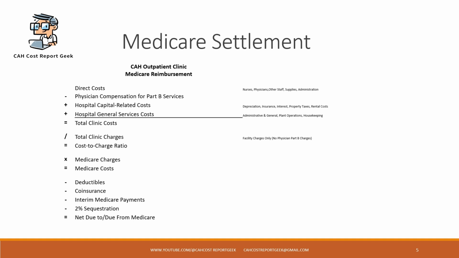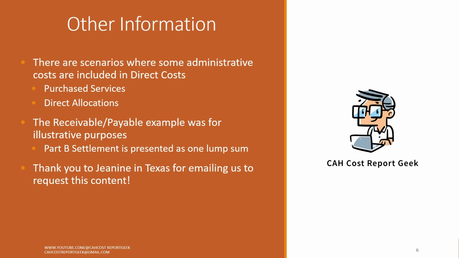An amount due from the Medicare program means that the outpatient clinic Medicare costs exceeded the payments received during the cost report year, while an amount due to the Medicare program means that the payments received during the cost report year exceeded the Medicare costs for the outpatient clinic. We'll conclude today's discussion with some other information.